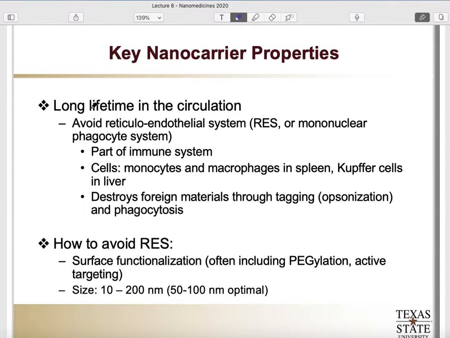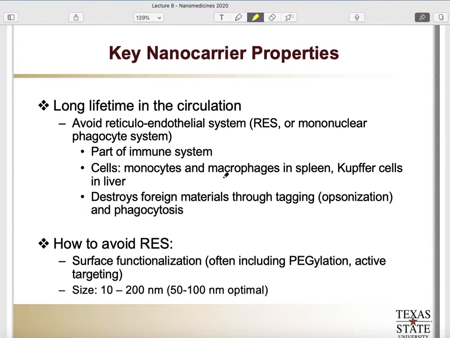In order to be able to do that, in order to have a long lifetime, it would have to avoid what's known as the reticuloendothelial system, or RES, which is also known as the mononuclear phagocyte system. This is a part of the immune system, and it involves the monocytes and macrophages that are part of the spleen, and the Kupffer cells of the liver.